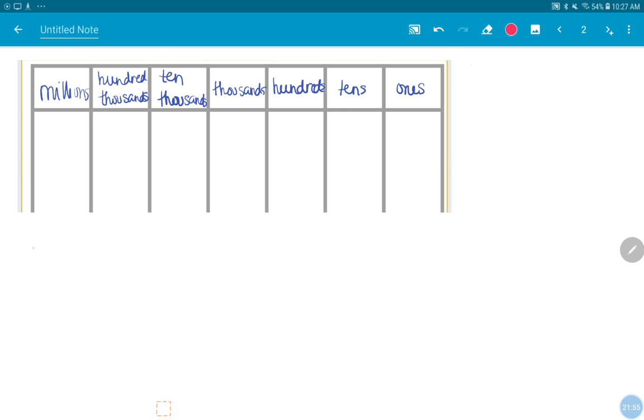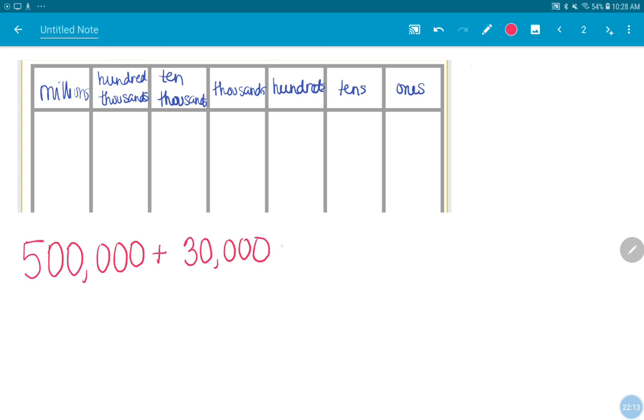Last one. I'm writing the number in expanded form for you. Put each of these digits in their correct place value. 500,000 plus 30,000 plus 10 plus 3. Where would I place the 500,000 on my place value chart, Jaden? I have 500,000. Where does this value go on the place value chart?